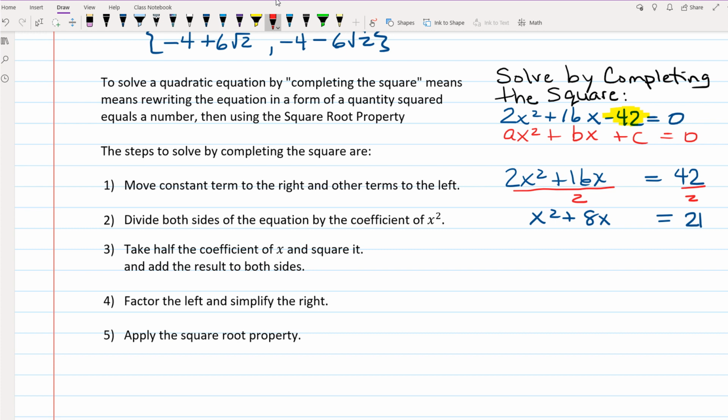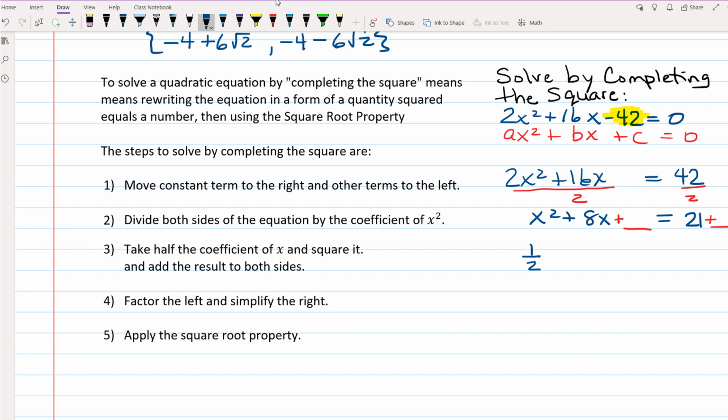Now I'm leaving a space here because I know that I'm going to have to take half the coefficient of x and square it and add that result to both sides in a minute. So I'm just thinking, okay, in the next step I'm going to be figuring out what's going to go in this blank here.